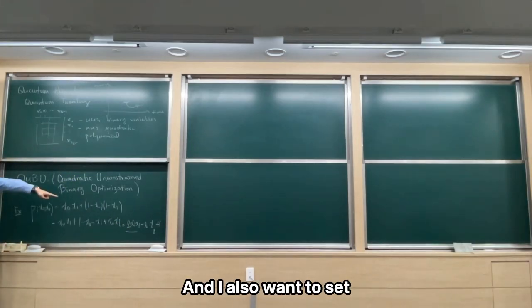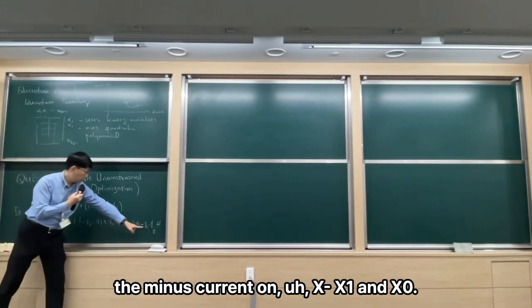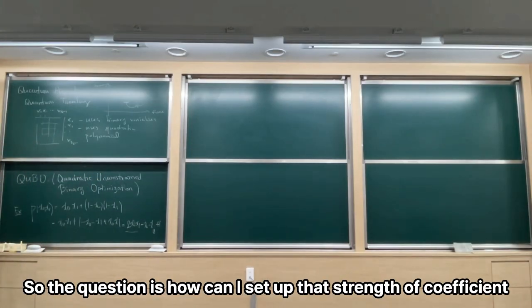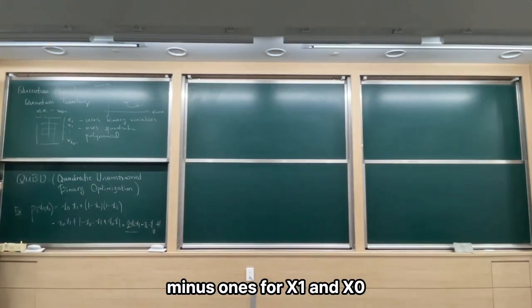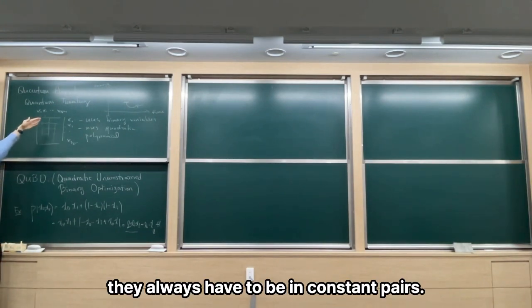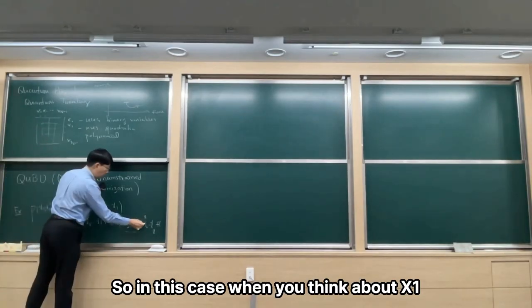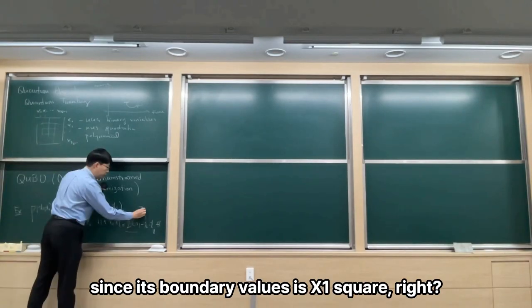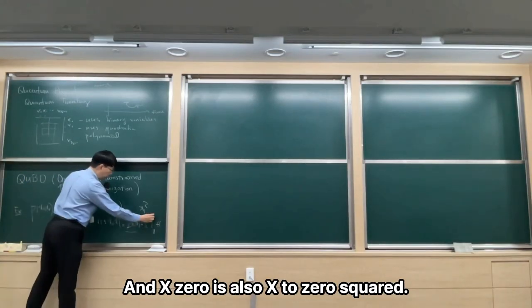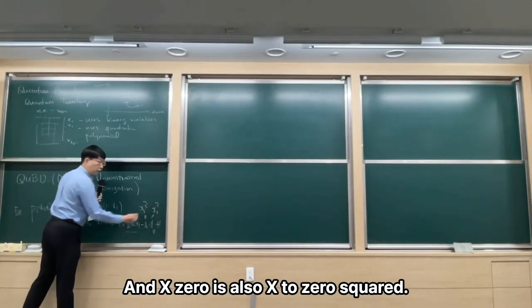And I also want to set the minus current on x1 and x0. So the question is, how can I set up that strength of coefficient minus 1 for x1 and x0? Because there's no simple single x1 or single x0. They always come in pairs. So in this case, when you think about x1, since it's binary values, it's x1 squared, right? And x0 is also x0 squared.